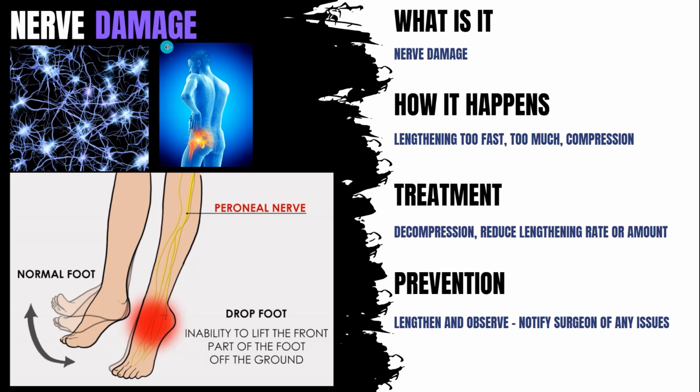All right, now we're going to talk about nerve damage. So what is it? Well, it's nerve damage, as simple as that. It's when the nerve sustains damage where it can no longer function optimally, okay? Or it may not function at all. Essentially, it's from lengthening too fast or lengthening too much or from severe compression or overstretching the nerve, and it just doesn't have its proper function anymore, okay?